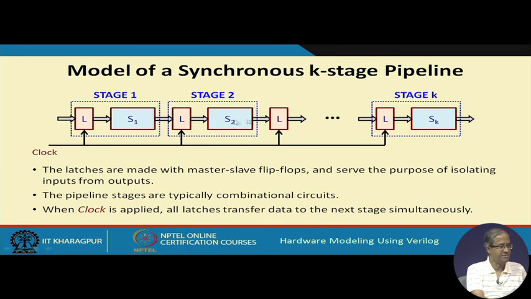Okay. Similarly, for the other stages, and these latches are typically master slave flip flops, which serve the purpose of isolating inputs from outputs. And the stages S1, S2 to Sk are typically combinational circuits. We shall see examples later. Okay. So, when the clock is applied, everything gets shifted to the right by one place. So, S1 goes to S2, S2 goes to S3, S3 goes to S4 and so on. So, when the clock comes, data in a pipeline will move forward in a lockstep fashion. This is what really happens.